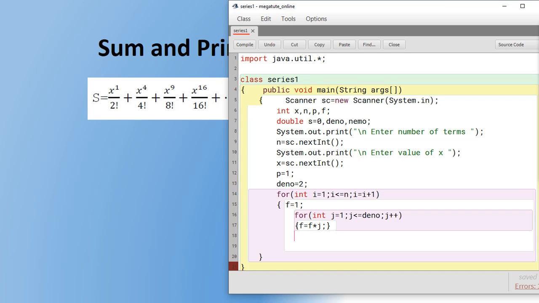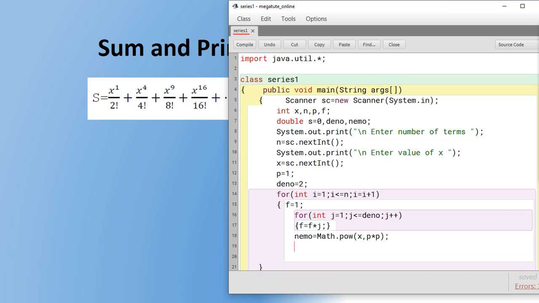Now I have to set a numerator. So numerator equals, as you can see, math.power x comma p. Okay, now it's not actually p, it is the square of p, because as I told you, the power is the square of the natural number, and I'm starting the first value of p as 1, so the square of the natural number, so square of p.